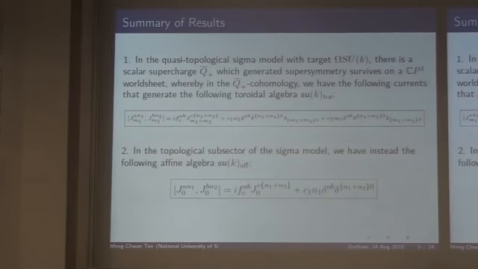Okay, so the gong show for this talk, in case you miss out along the way, right? So the first result we'll get is this. So in the quasi-topological sigma model with target group SU(K), there is a scalar supercharge, Q-bar here, which generates supersymmetry that survives on the CP1 worldsheet. Okay, it's a scalar, so it doesn't get broken on the worldsheet that's curved, whereby in the Q cohomology, so things which are annihilated by the Q charge but are not written as Q times something else, we have the following currents that generate the following toroidal current algebra.